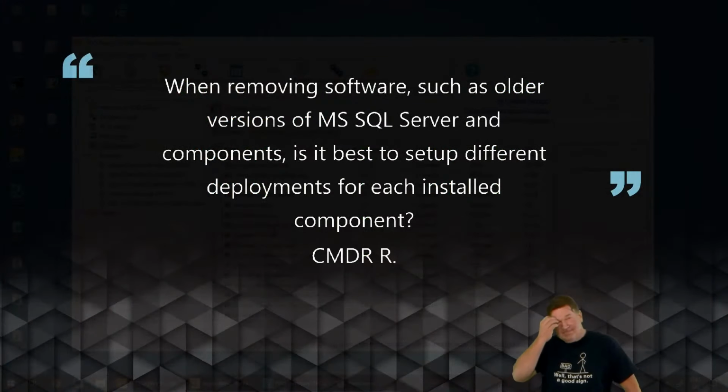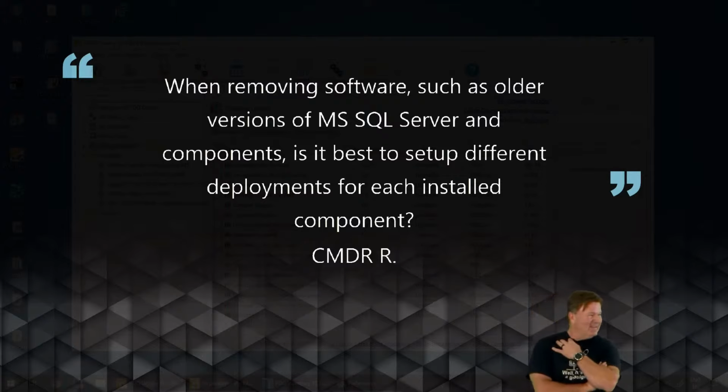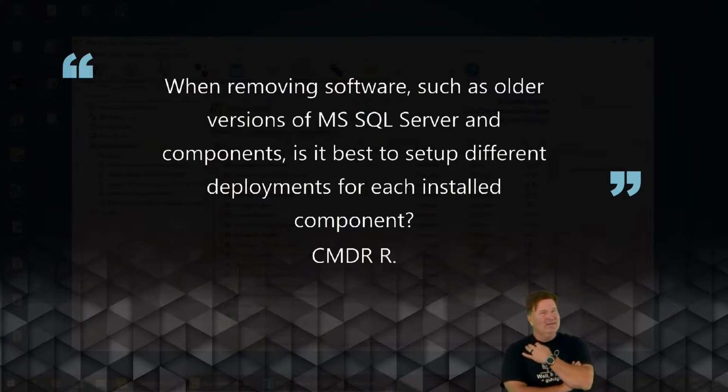Hey guys, when removing software such as older versions of MS SQL Server and components, is it best to set up different deployments for each installed component? Sincerely, Commander R. I haven't installed or uninstalled it enough to give you a best practice. Any thoughts? My initial impulse is if none of them require a reboot, just have them on there. Even if they do require a reboot, just put a reboot step in between the one that requires it and the next ones. I don't see an issue with that.